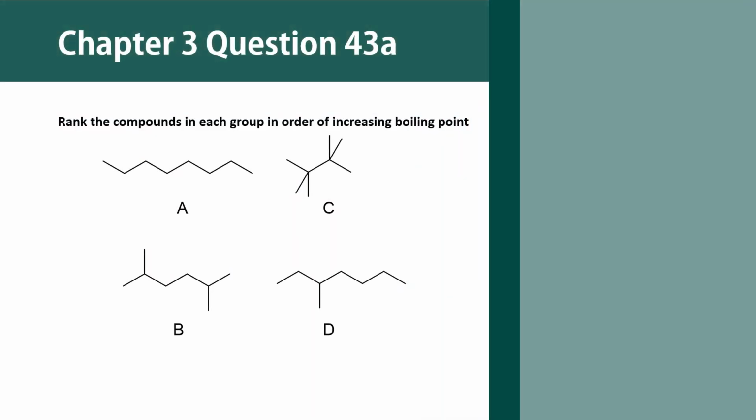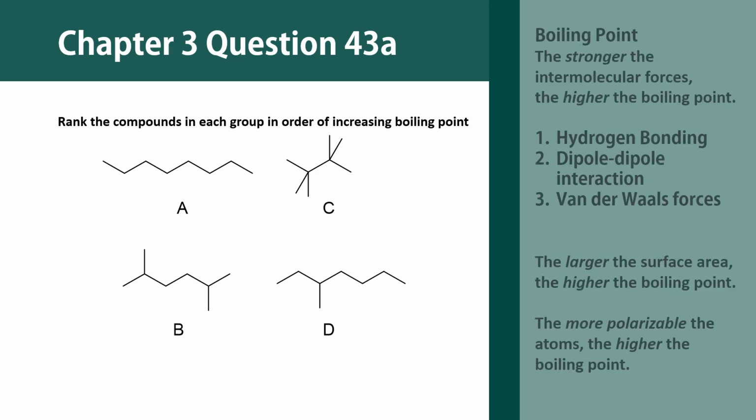Next, chapter 3, question 43a. Put the compounds in each group in order of increasing boiling point. For boiling point, the stronger the intermolecular forces, the higher the boiling point. There are three types. One, hydrogen bonding. Two, dipole-dipole interaction. And the third, the weakest force, van der Waals force.